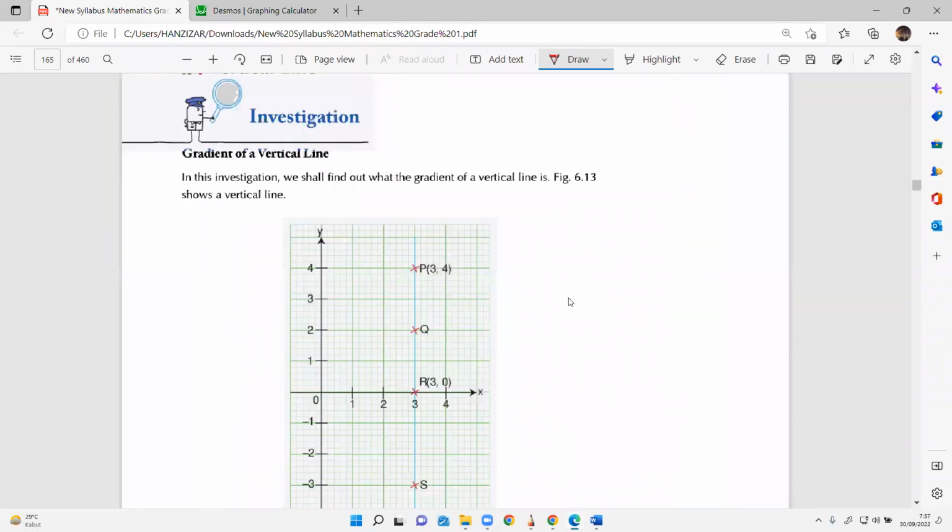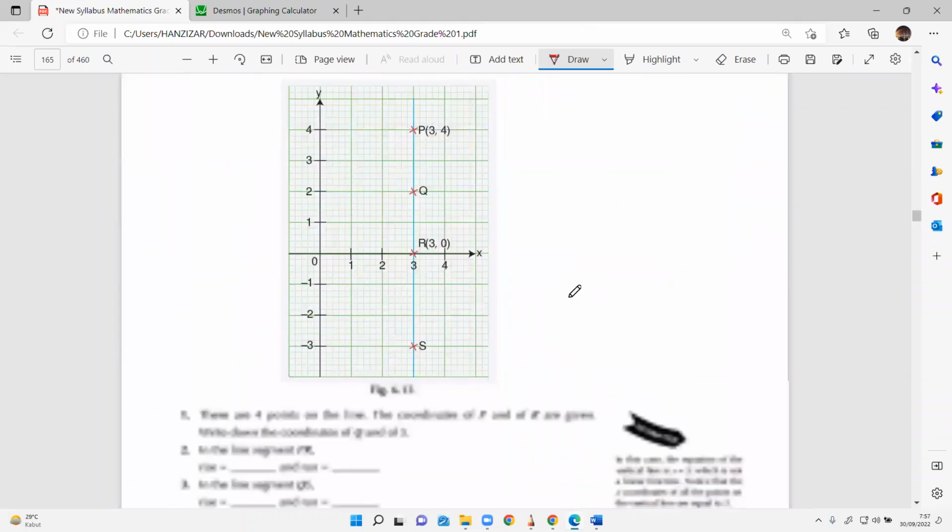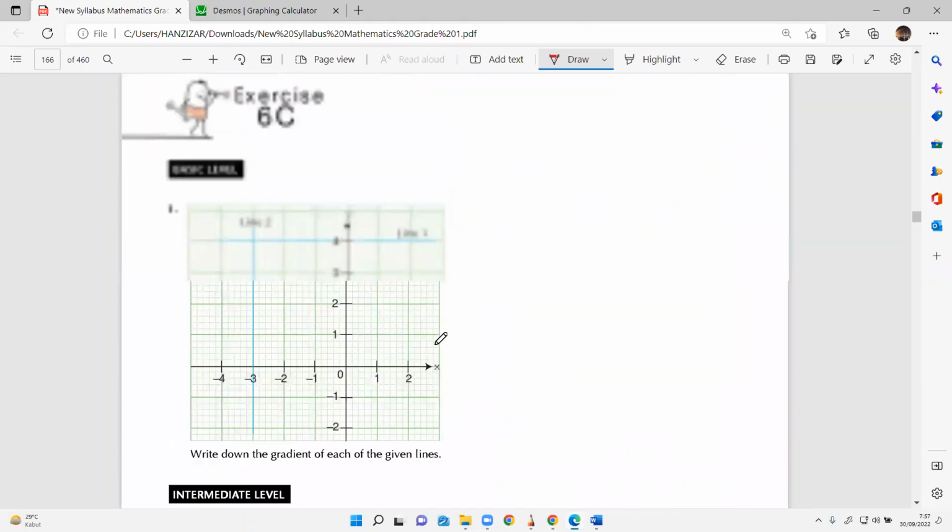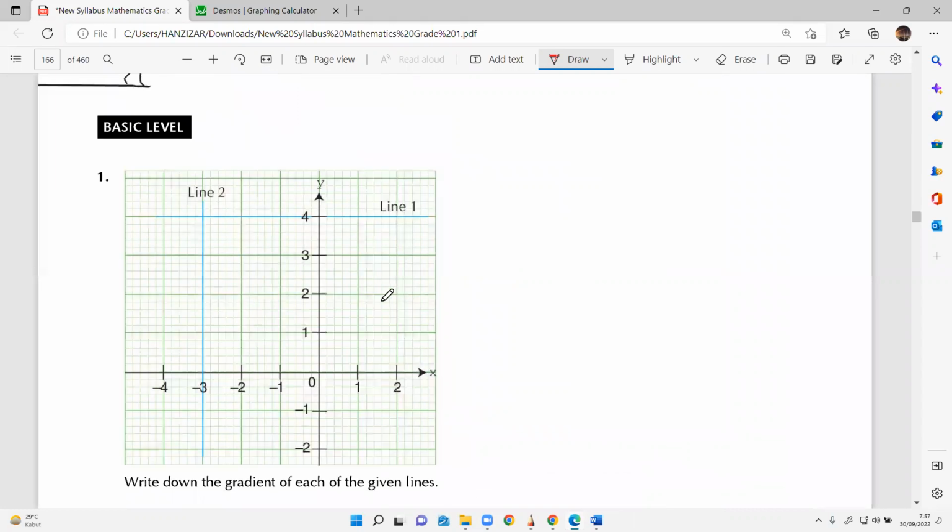Oh, we are almost done. Okay, exercise 6C. Let's see, exercise 6C, guys. Not yet. The homework is not yet given. Okay, look at this line. Line 1. What is the gradient of line 1? Hello, guys. 6C. What is the gradient of line 1, guys? If you look at your book.